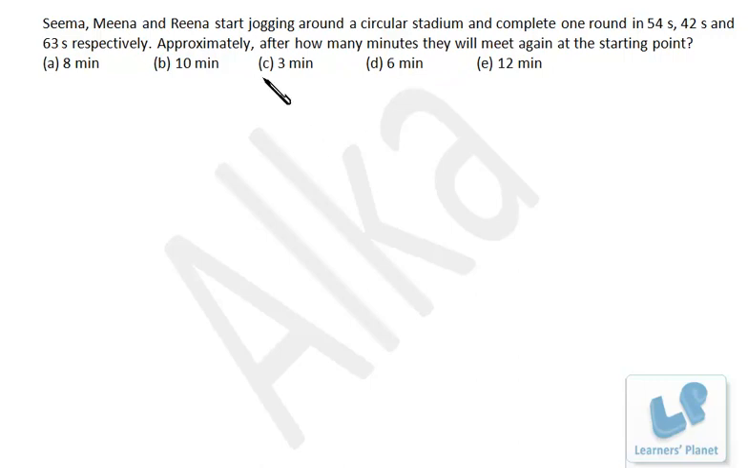Because Seema will be coming to the starting point after every 54, Meena after every 42, and Reena after every 63, right? So all of them will come to the starting point once again at the time given by the LCM of these three, right? So it's 54, it's 42, it is 63. So 54 is 9 into 6, 42 is 7 into 6, and 63 is 9 into 7.